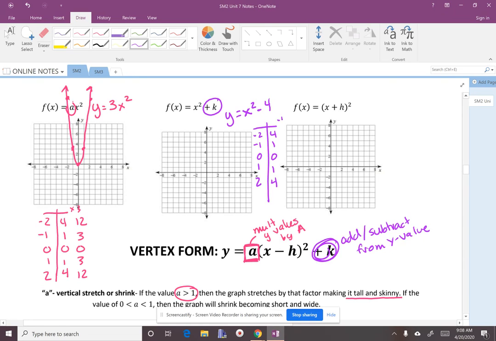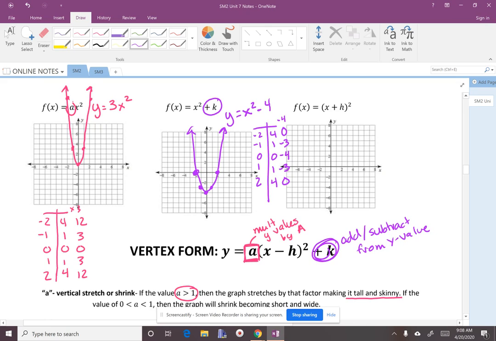So 4 minus 4 is 0, 1 minus 4 is negative 3, 0 minus 4 is negative 4, 1 minus 4 is negative 3, and 4 minus 4 is 0. So my new points, first one is negative 2, 0. Okay, that's that point. The next one is negative 1, negative 3. The next one is 0, negative 4, 1, negative 3, and 2, 0.